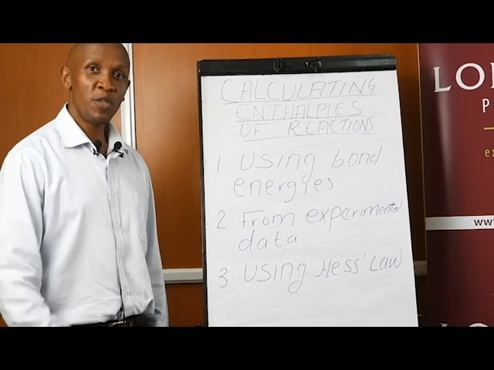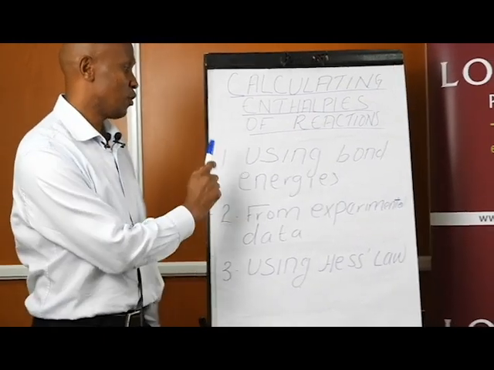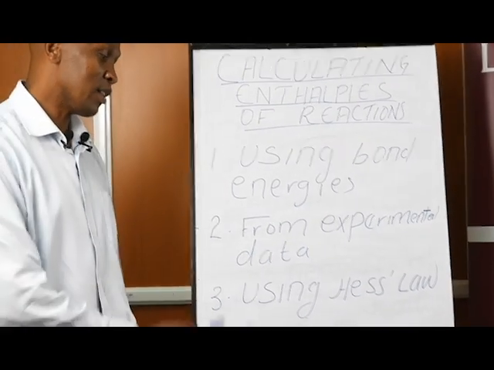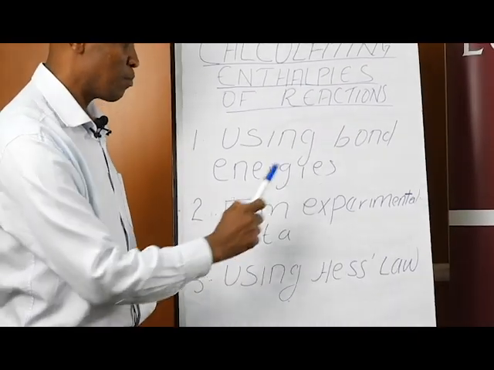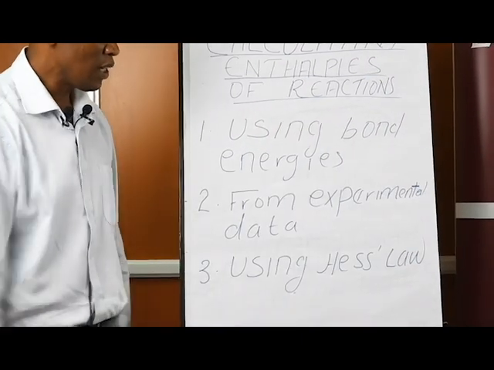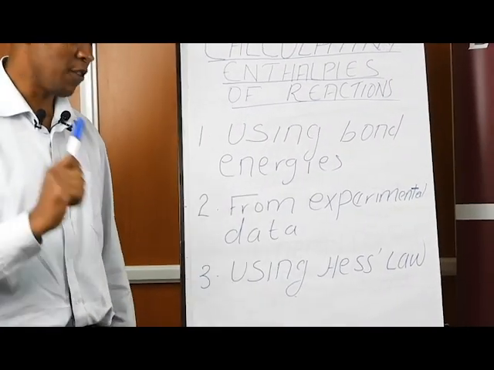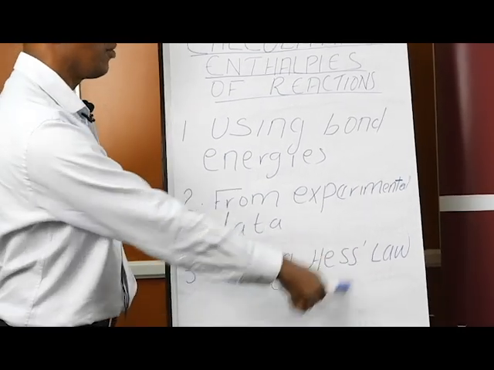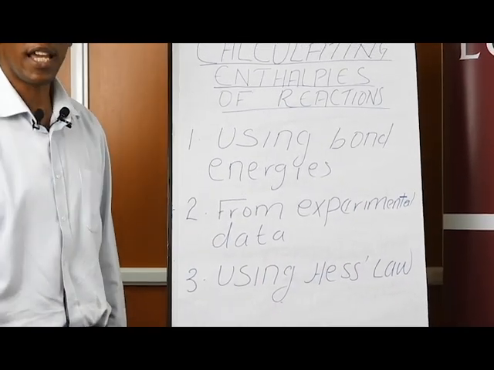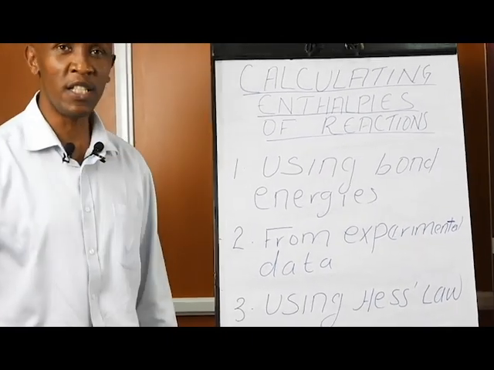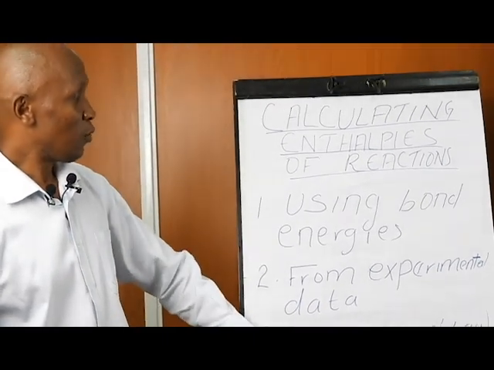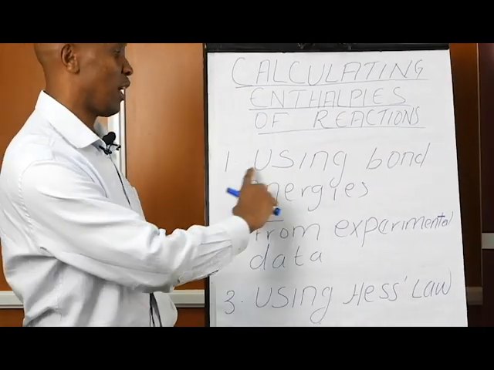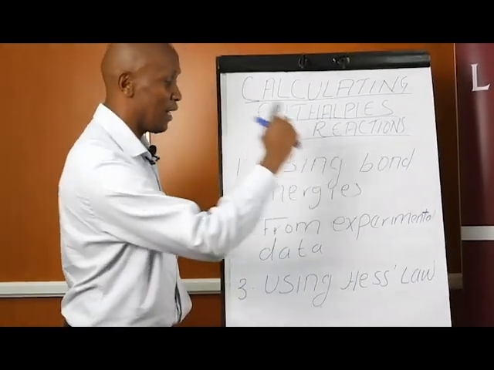There are three ways in which you can calculate enthalpies. You can get enthalpies using bond energies. You can also calculate enthalpies from experimental data, or what can sometimes be referred to as empirical data. You can also calculate enthalpies by use of what is referred to as Hess's law, or the law of constant heat summation. Now, in this particular session, I will tackle the calculation of enthalpies using bond energies.